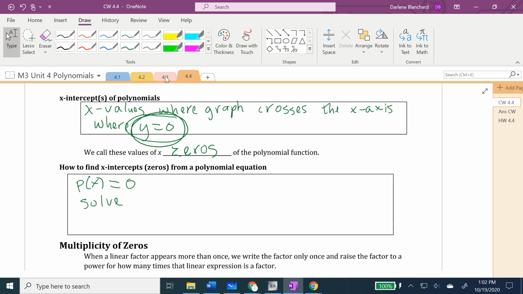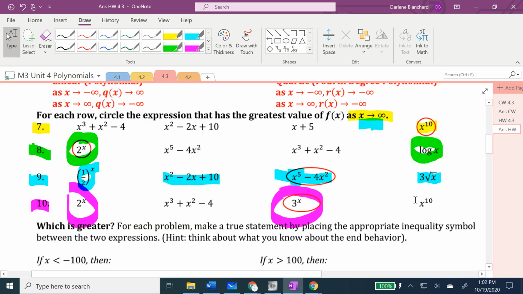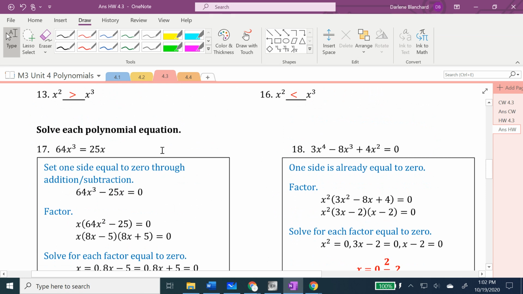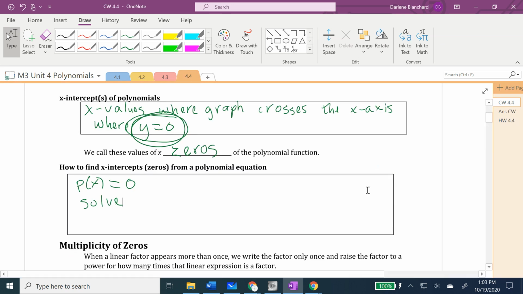In the homework that was due previously, you were solving equations for polynomials. You were looking at what makes them equal to 0. All you're doing as a pre-step before number 17 and 18 from your homework is actually putting equals 0, and then you are at this spot, and then going back over there. So know that that's how you're going to find your x-intercepts, and we're going to practice that in just a moment.